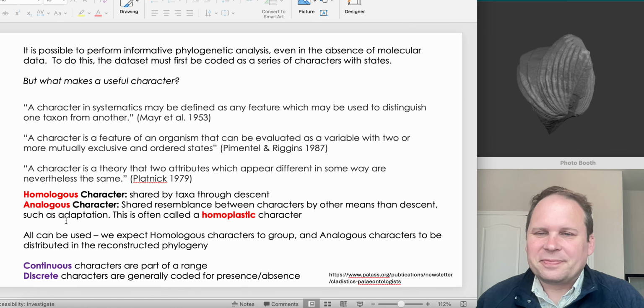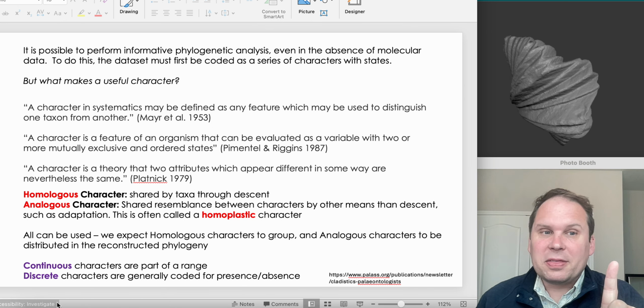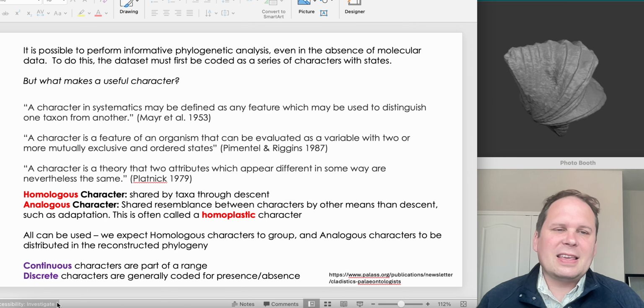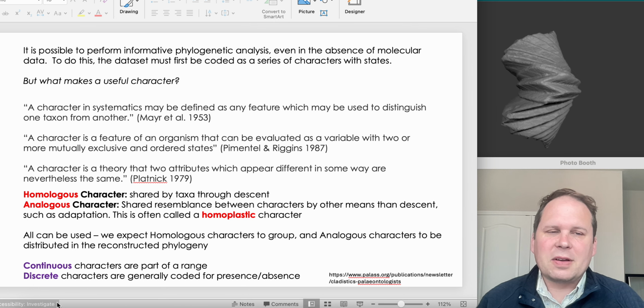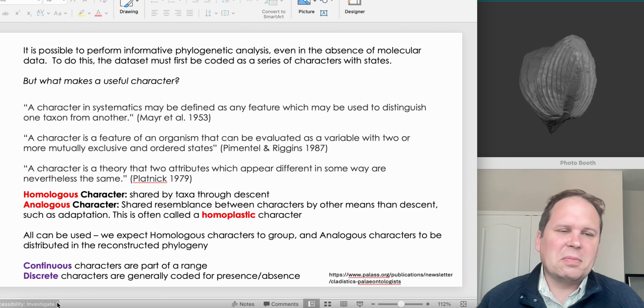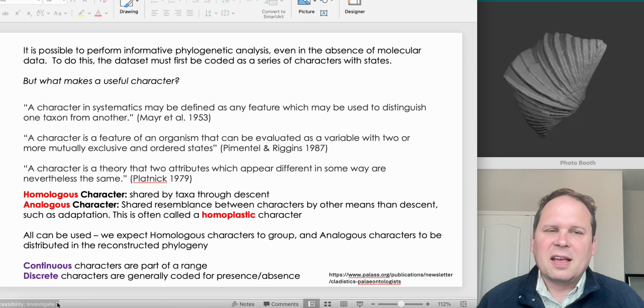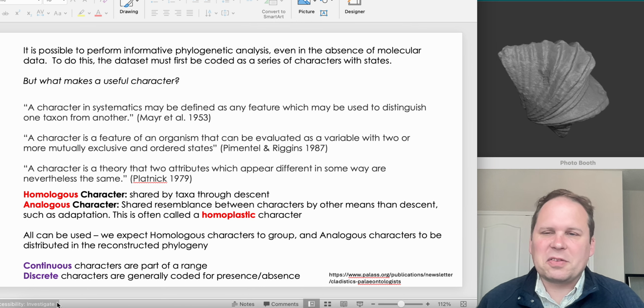All right. Other important thing about characters, they can be continuous or they can be discrete. Discrete is like yes, no, or longer than 50%, less than 50% of length. Something like that. Some criterion where you can say, yeah, for sure.